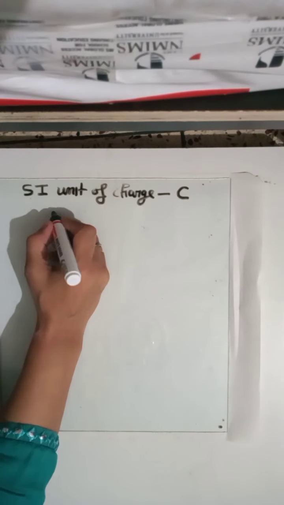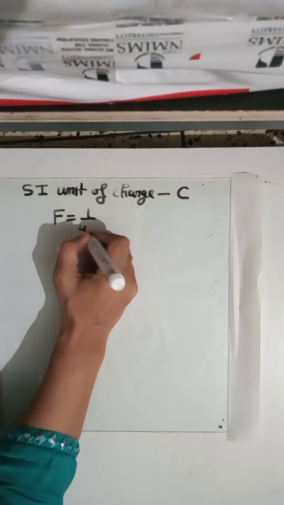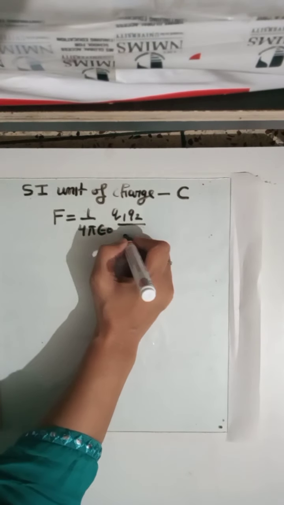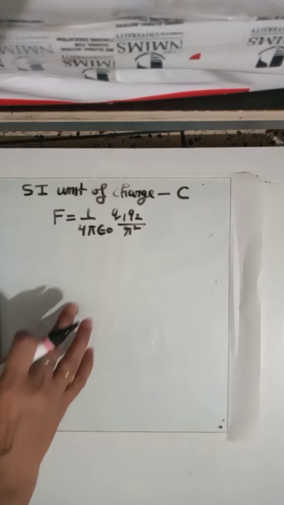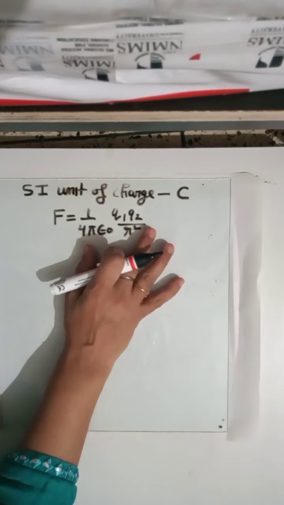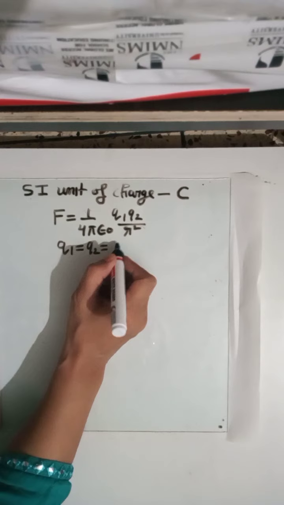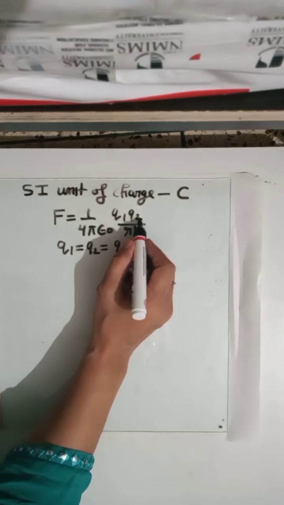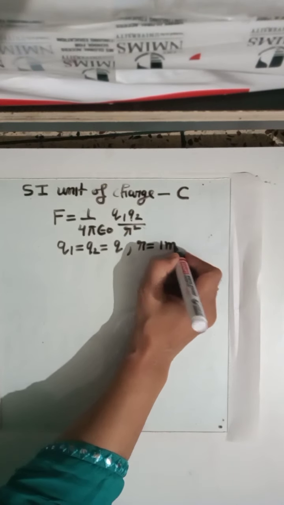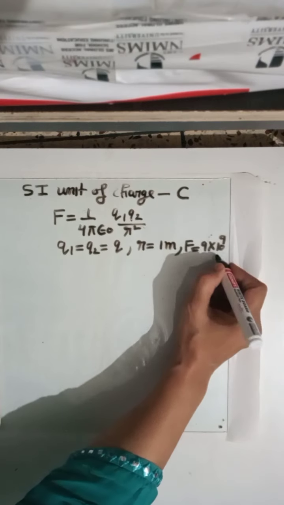From Coulomb's law, we know that F is equal to 1 upon 4 pi epsilon naught Q1 Q2 upon R square. From this formula, we can define SI unit of charge, that is Coulomb. Take Q1 is equal to Q2 is equal to Q. The two charges are equal to each other. R is equal to 1 meter. F is equal to 9 into 10 raised to the power 9 Newton.